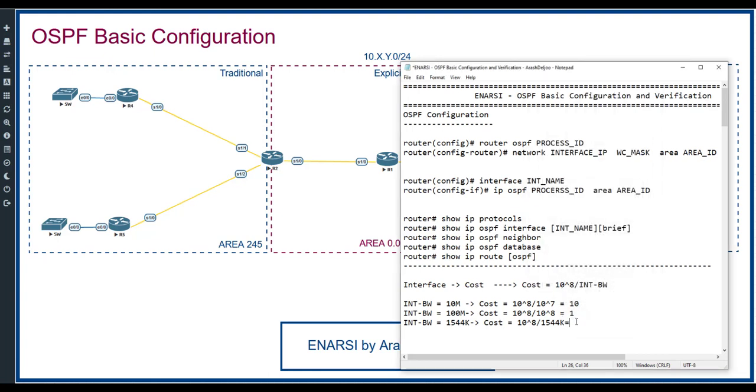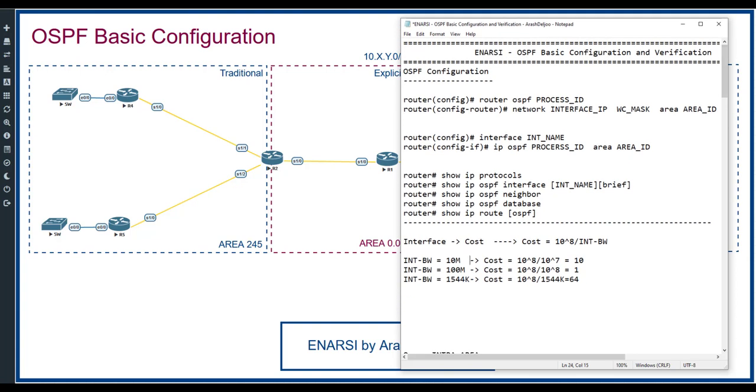Because of that, the cost of a serial interface in OSPF by default is 64. You will learn more about the OSPF cost and also OSPF metric calculation. For example, if R1 has one serial interface connected to router 2, and router 2 is connected with, for example, a Fast Ethernet interface to net A, you can calculate the R1 cost to net A equals 64, because serial 10 has a cost of 64.